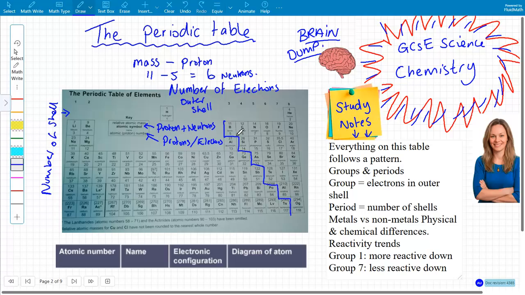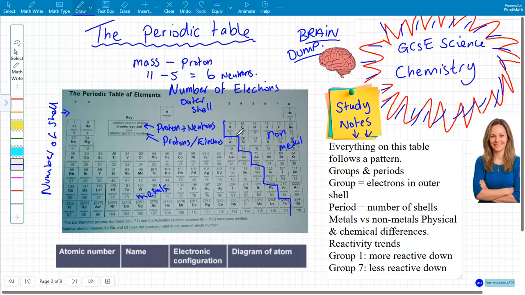And sometimes you might see it slightly differently. It's because these either side of the line are kind of halfway between metals and non-metals. So your smaller side is your non-metals and the bigger side is your metals. And that's the basic split between the two sides.